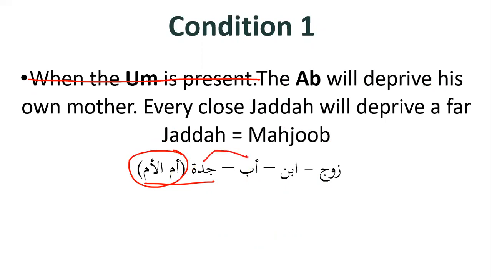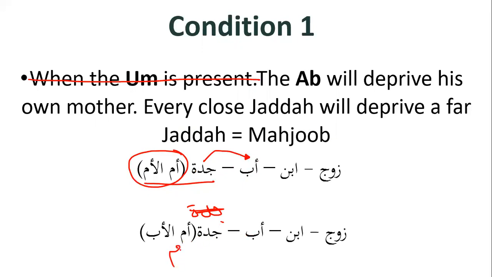Therefore, this Jaddah is not the mother of this ab over here. If this Jaddah was the mother of this ab over here, then she would be mahjub. So if the ab is present, we have to see: if the Jaddah that is present is the mother of the ab, then she becomes mahjub. If it's Ummul Um, then it's not mahjub, and she will receive 1/6 of the inheritance. So that's what it means. Why? Because the ab will deprive his own mother. So the ab over here can deprive the Ummul Ab. The ab, however, cannot deprive Ummul Um and make her mahjub.